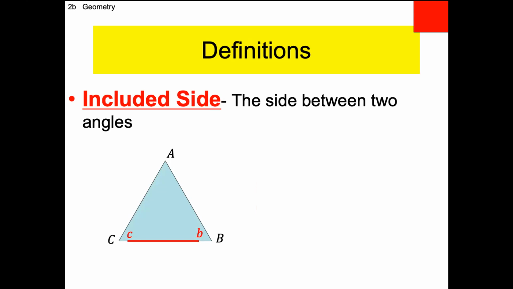Notice both angles must touch that side, just like on the included angle, that angle must be formed by those two sides. So the included side is the side that's between the two angles. Lost? Just some weird definitions, right?